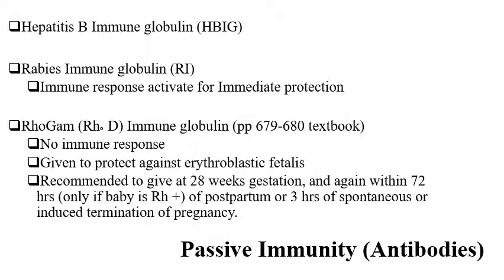Now, RhoGAM occurs when an Rh negative mother is carrying a fetus that could potentially be Rh positive. So the mother without that surface antigen, that rhesus antigen on her blood cells, would recognize those surface antigens on the fetus's blood cells, and her body would mount an immune response, in this case against the fetus. Obviously, that is not desirable.